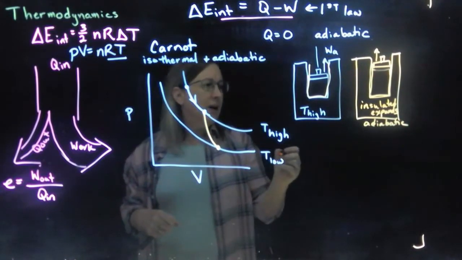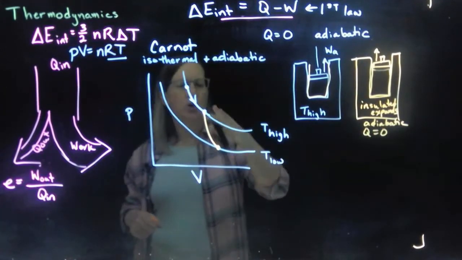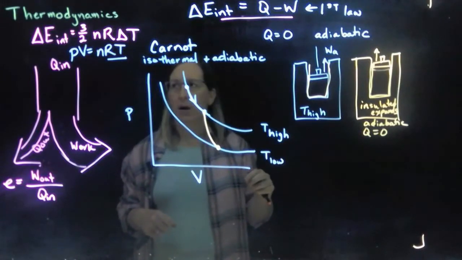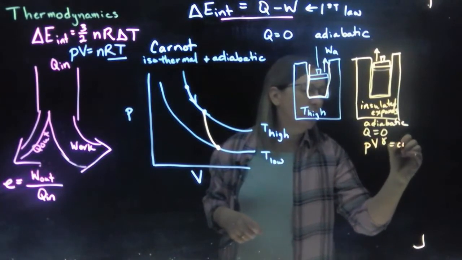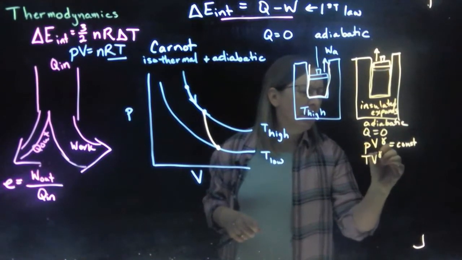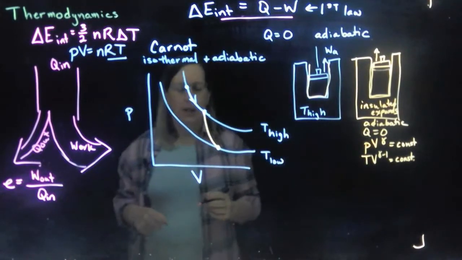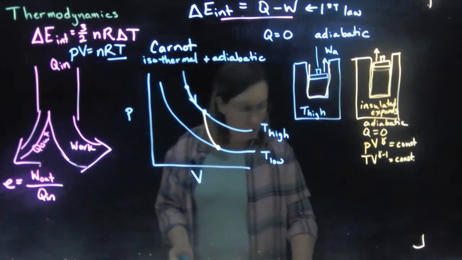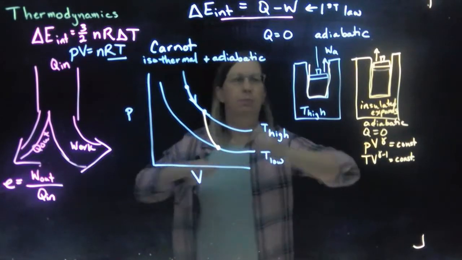And so in this case, Q is equal to 0, and we have a temperature change, a volume change, and a pressure change. And that's all given by pressure times volume to the gamma is equal to a constant, or we have TV^(gamma-1) is equal to a constant.